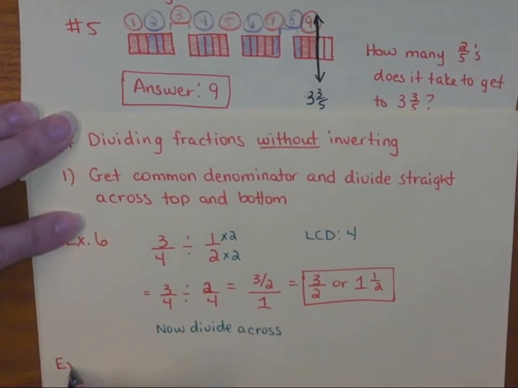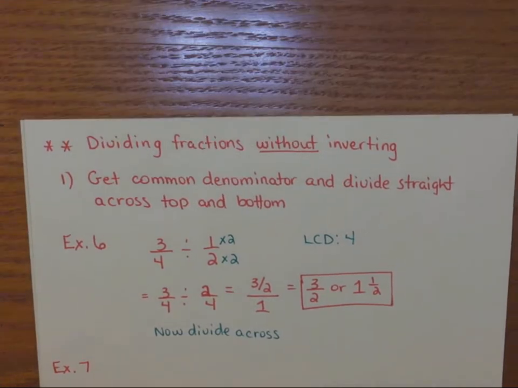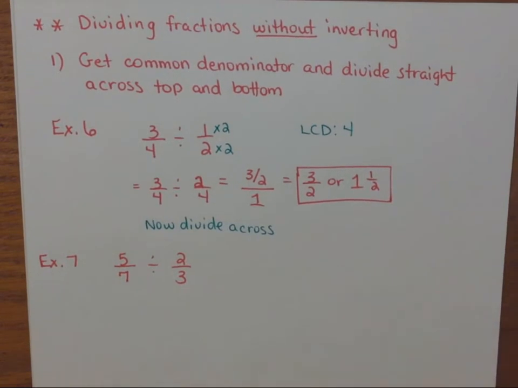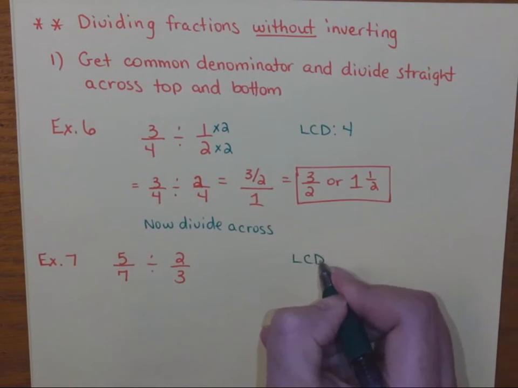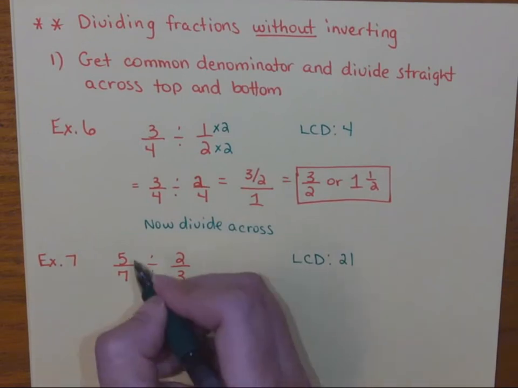Okay, so let's look at one more, and then we'll look at a little small variation of this method. It's similar, but just a little different. So 5/7 divided by 2/3. So instead of changing it to 5/7 times 3/2 like we traditionally would have done, let's talk about what the LCD would be. So what's the first number that 3 and 7 both go into? The answer is 21.